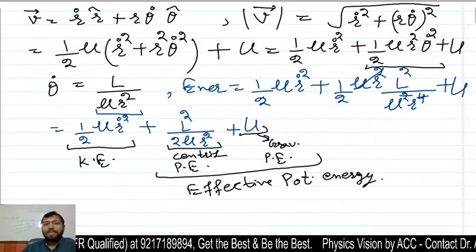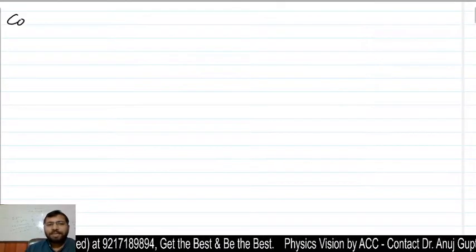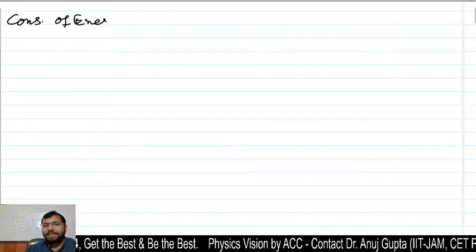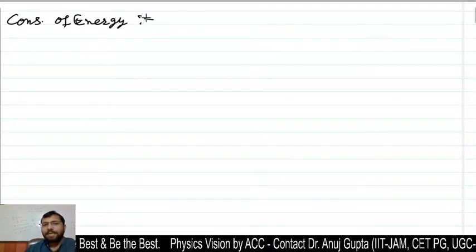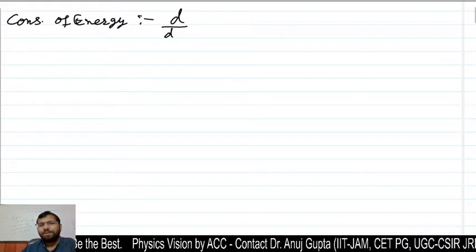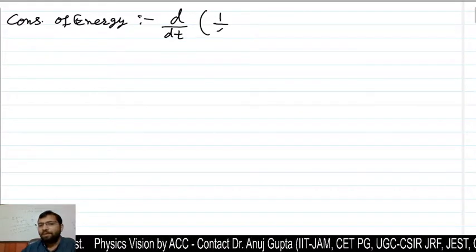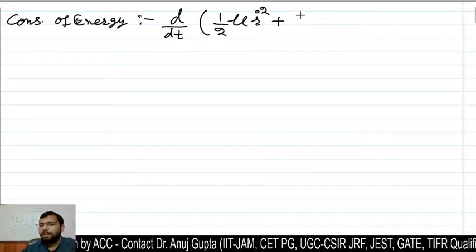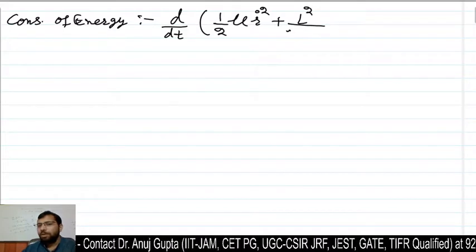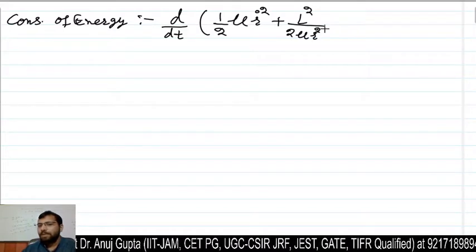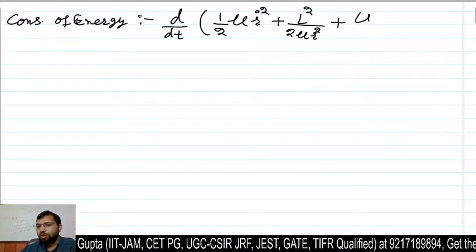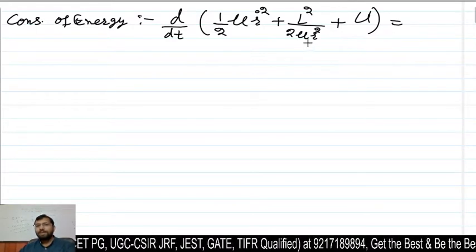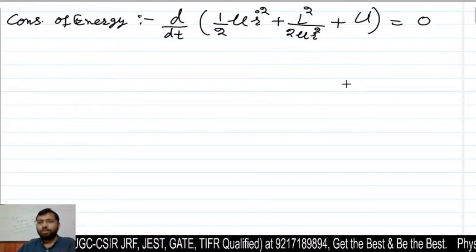क्या होगा नेक्स्ट चीज? We need to check whether energy is conserved or not. कंजर्वेशन ऑफ एनर्जी. तो हम कैसे कर सकते हैं इसे? इसे करने का क्या तरीका है? You just take derivative, okay, with respect to time. डेरिवेटिव ऑफ half mu r dot square plus L square upon 2 mu r square plus u, this must be equal to, this will come out to be equal to 0.